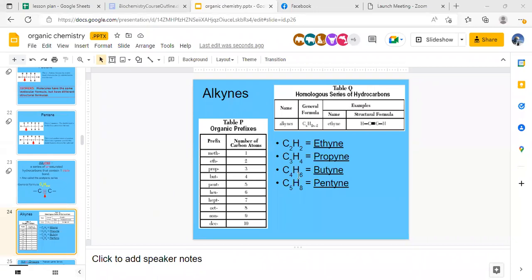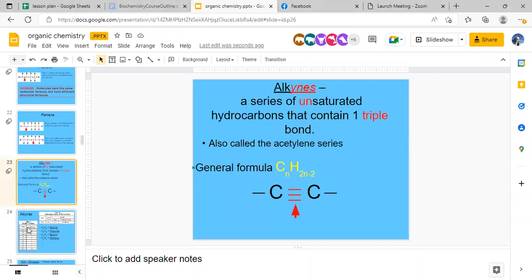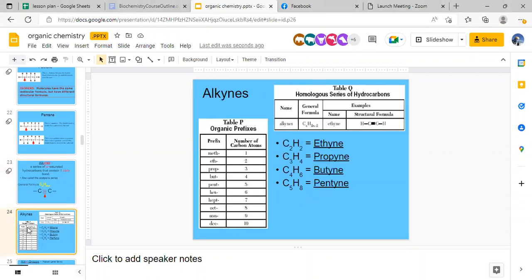Okay, so the same thing with alkynes. So this time you have ethyne. You cannot have methane, no? Kasi one carbon lang yun. So the only way you can have a triple bond is with another carbon.